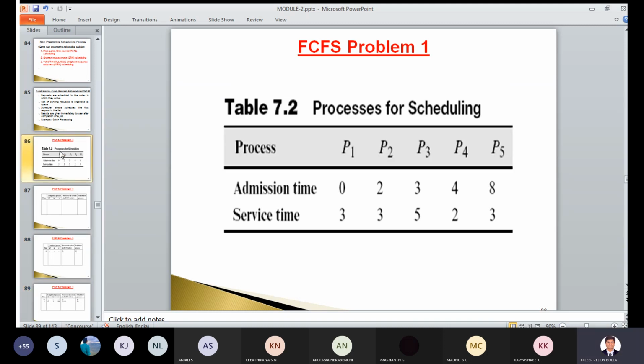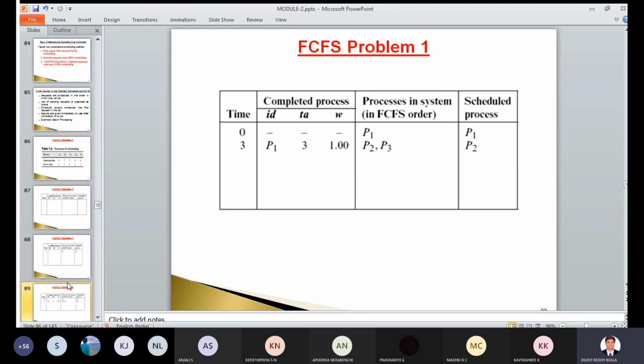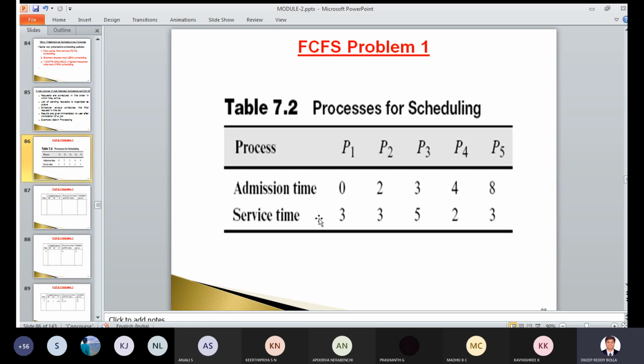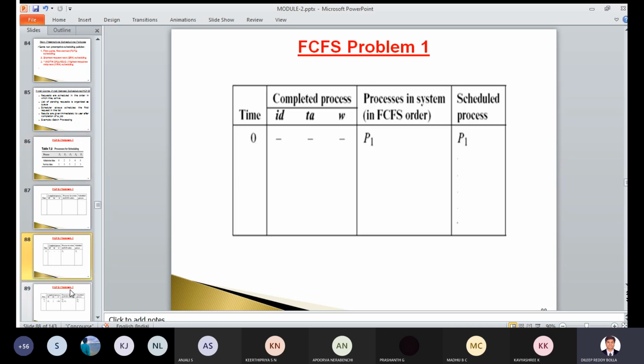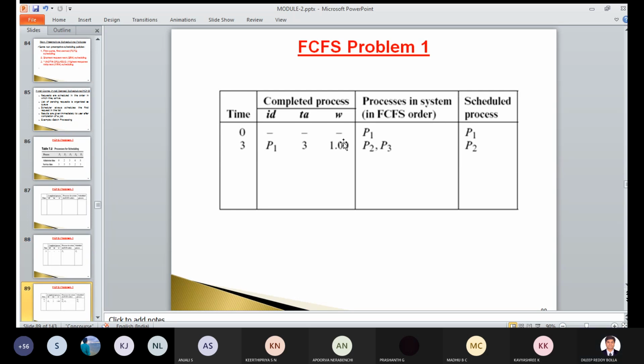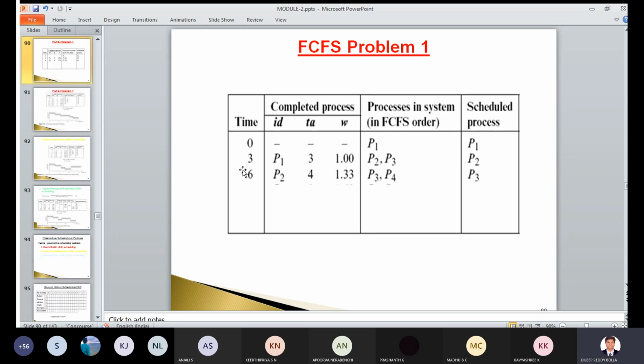So as per this table, service time 3, which means P1 is going to take 3 milliseconds. After that only it will allow P2. So after 3 milliseconds, next P2 and P3 are scheduled, and the scheduled process is P2. And how much time is it going to take? It is going to take 3 milliseconds as a service time, and we have a wait time of around 1 millisecond. You go further again, 6 milliseconds.